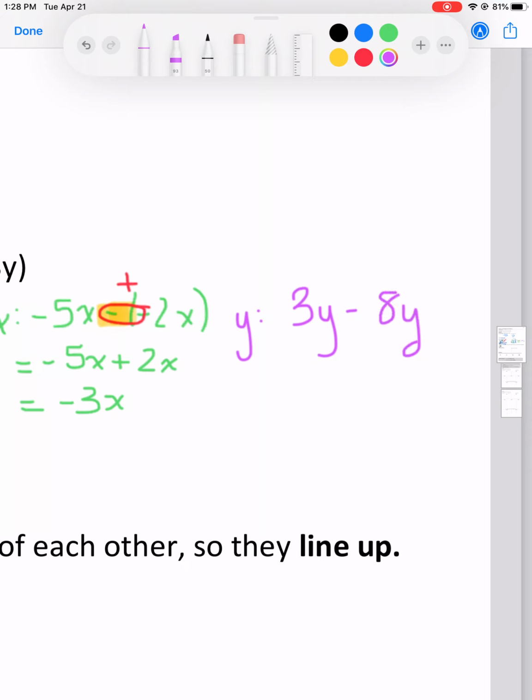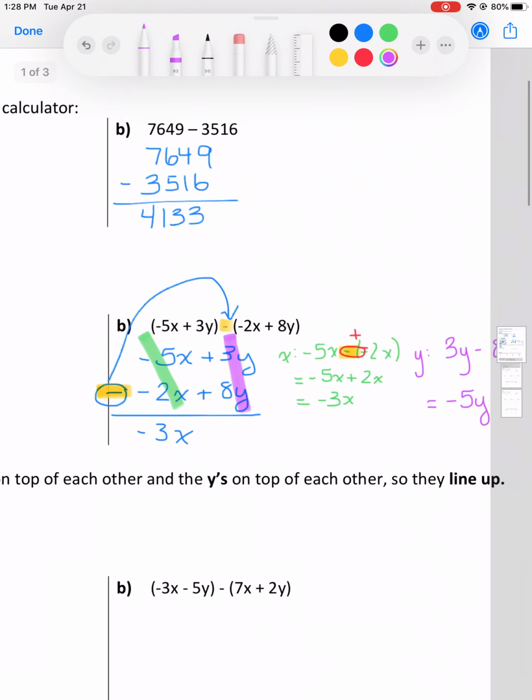Now, the 8y is positive, but I just disregarded it because the negative is more dominant than the positive. 3y minus 8y is negative 5y. Okay, so that guy goes in here. Negative 5y. And there's my answer.